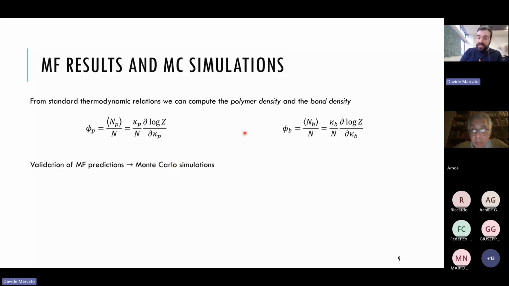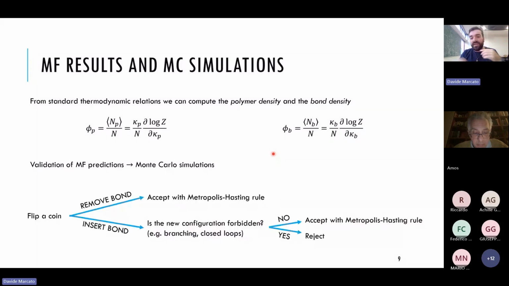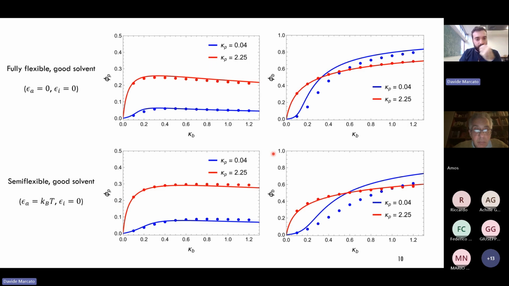And then in order to validate our prediction, we performed Monte Carlo simulations of the model in the same ensemble, so in this grand canonical ensemble, with a very simple Monte Carlo scheme in which you simply insert or remove bonds from the configuration. But for the sake of time, this is really a simple algorithm, so I will move on directly to the results.